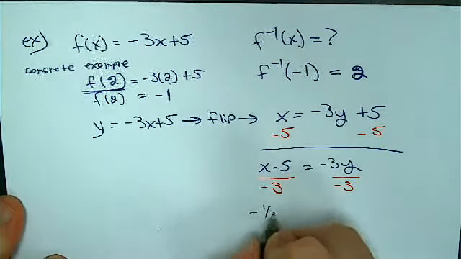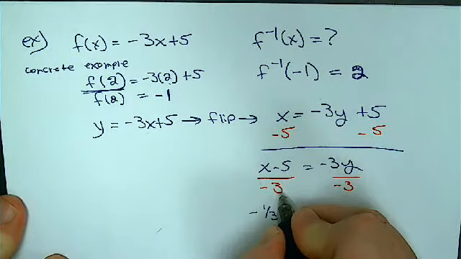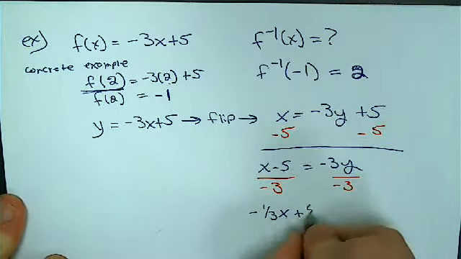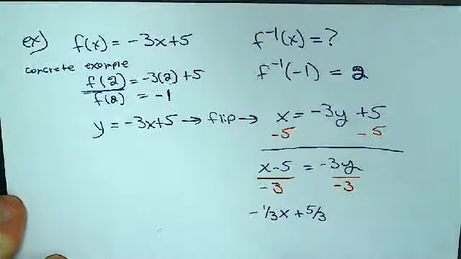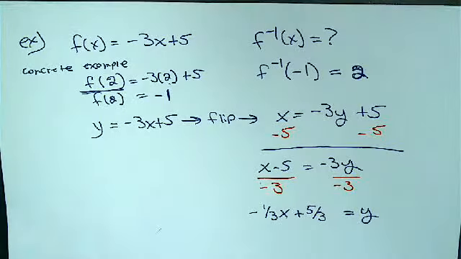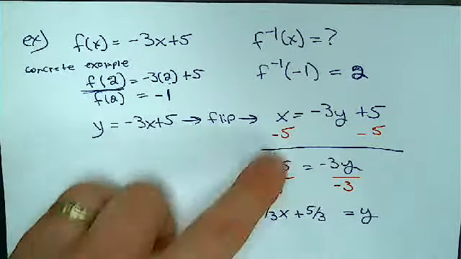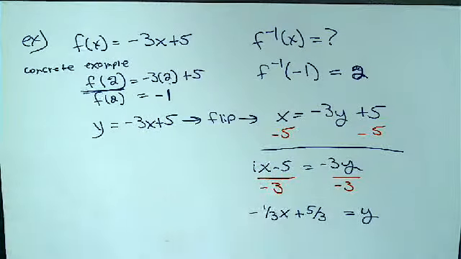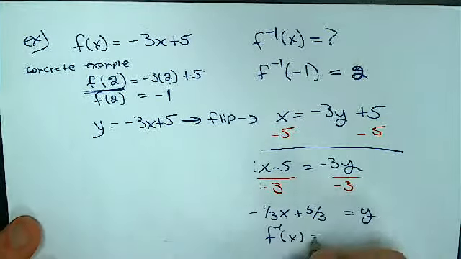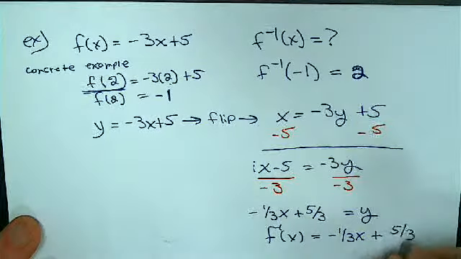So negative 1/3 x. Now, negative 5 divided by negative 3 is a positive 5/3, right? So negative 1/3, and then positive 5/3. So that means the inverse function that goes with this is negative 1/3 x plus 5/3.